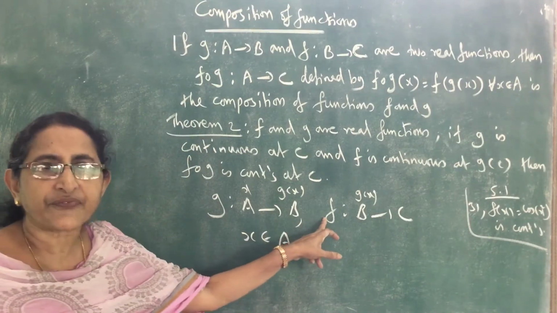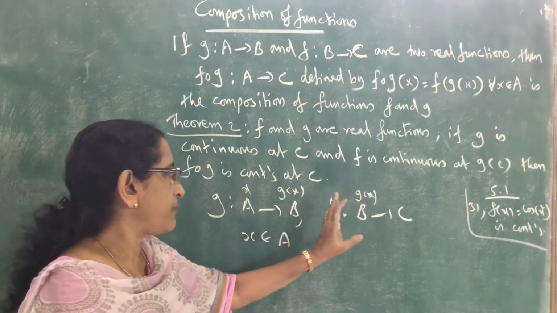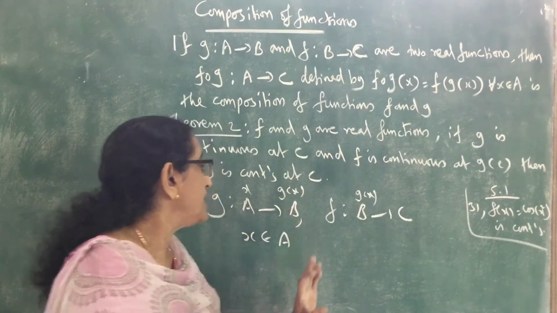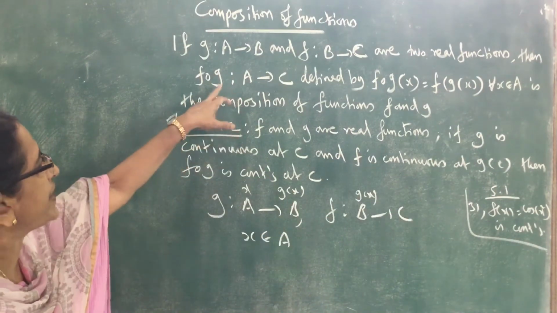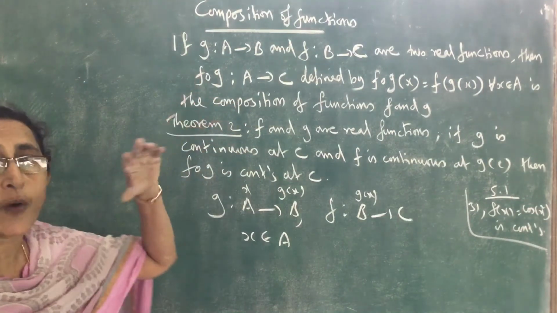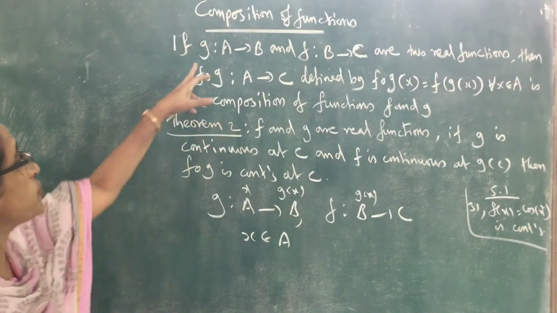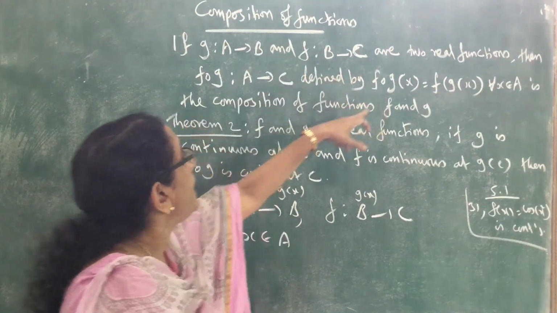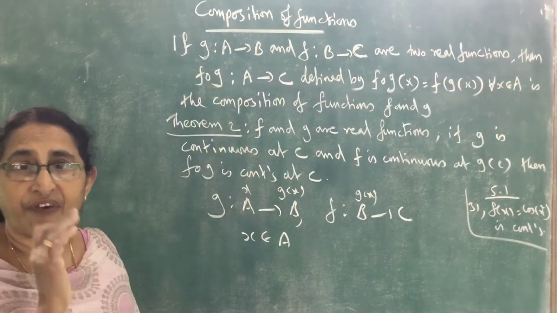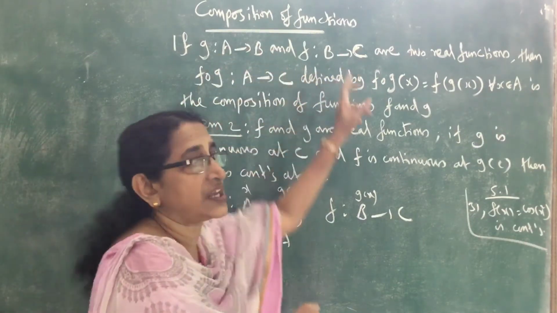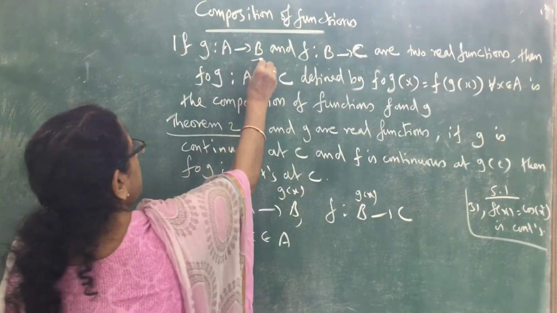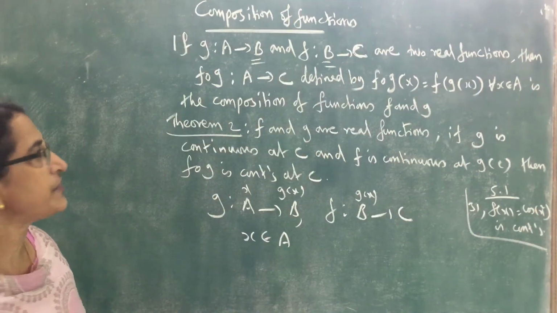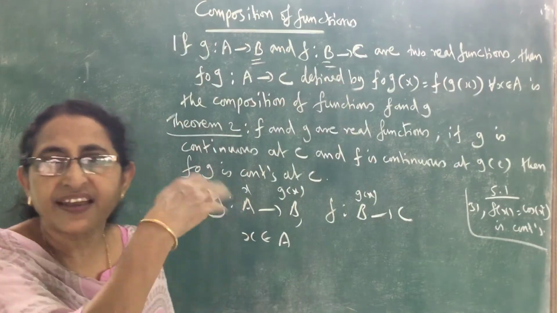And f is a function from B to C. So the image of g of x will be in C by f. So that function is defined as composition of f and g. So g is a function from A to B, f is a function from B to C, then f composite g is a function from A to C. So here these two sets B should be equal. Then only f composite g is a function from A to C, first and last.